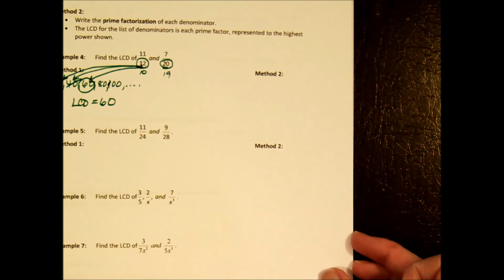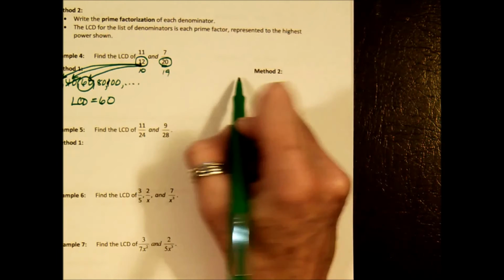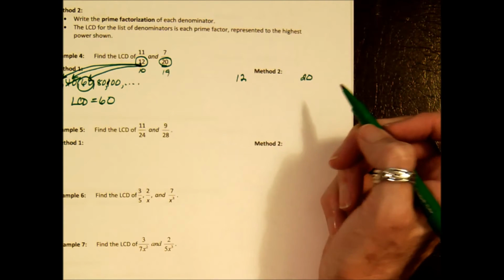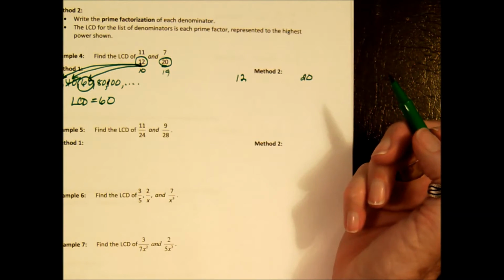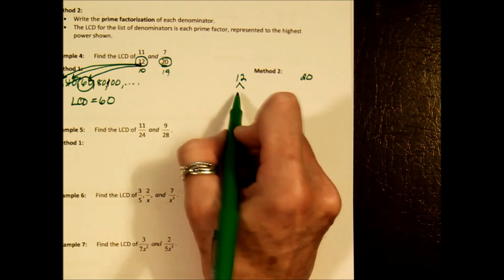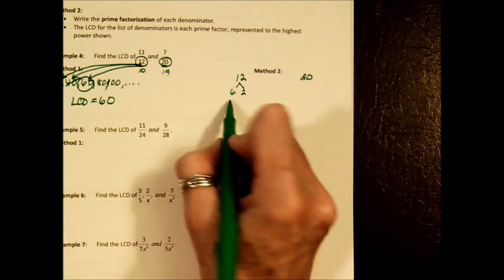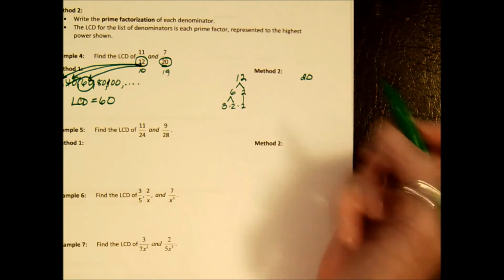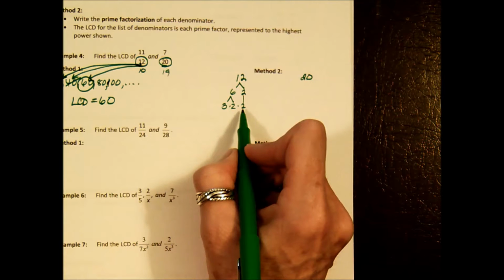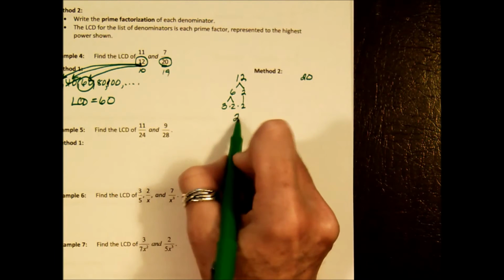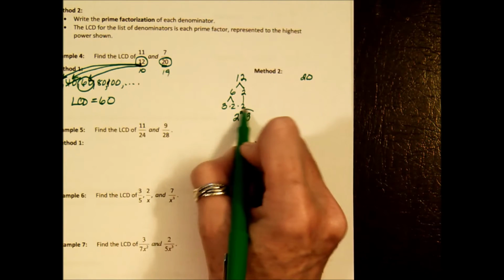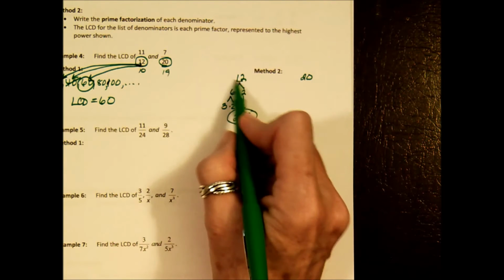All right, let's look at method 2. With method 2, we're going to take the two denominators, 12 and 20, and we are going to do a factor tree. So I'm going to say 12 is 6 times 2, 6 is 3 times 2, bring down that 2. So now I'm going to write that using exponents. So the 2 is raised to the second power and then times 3. So that's the prime factorization for 12.